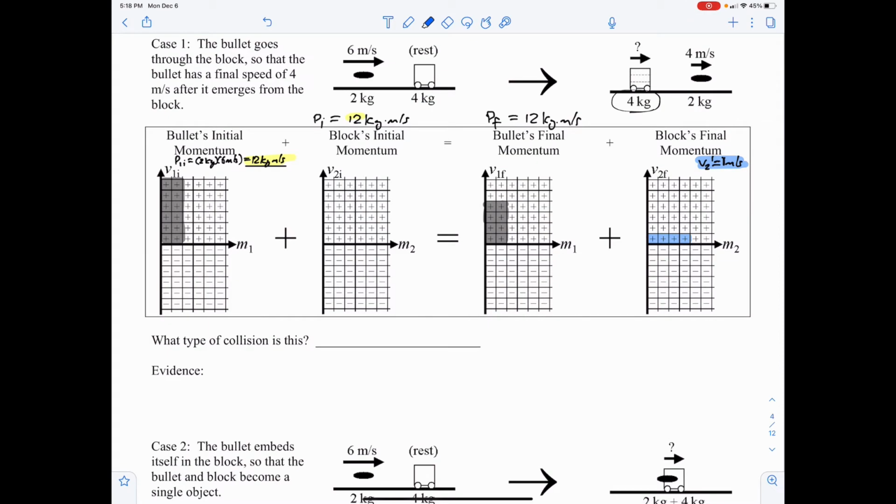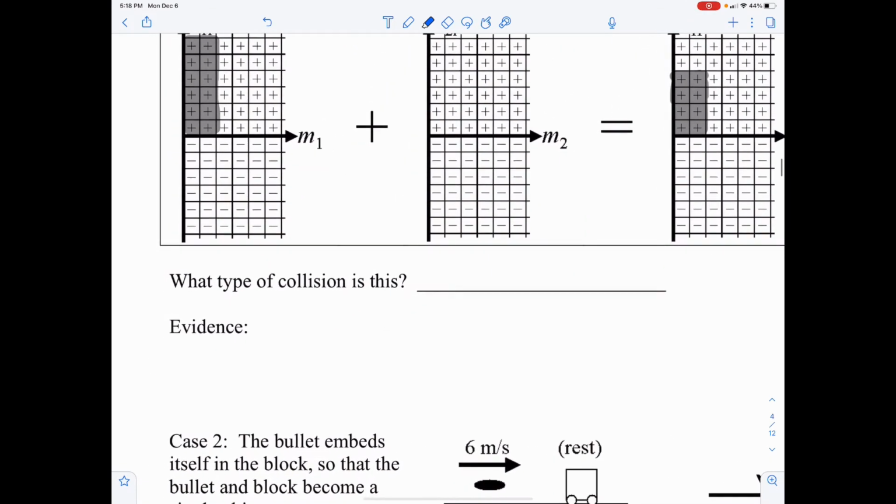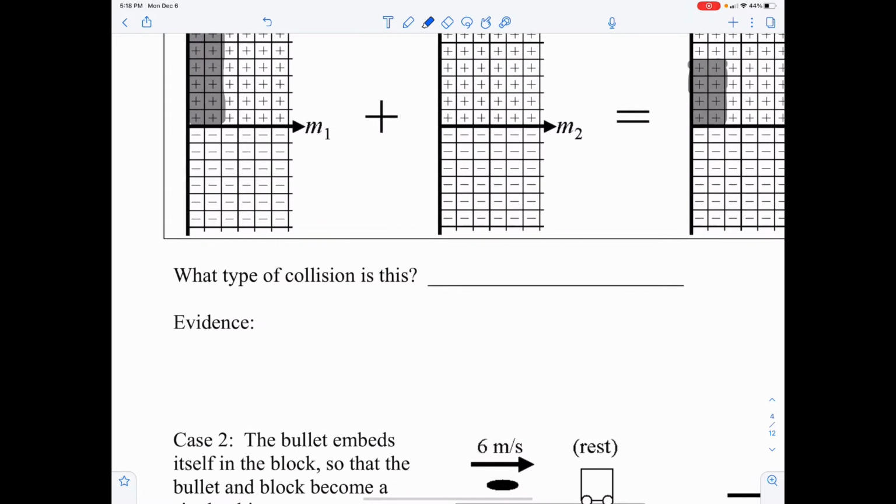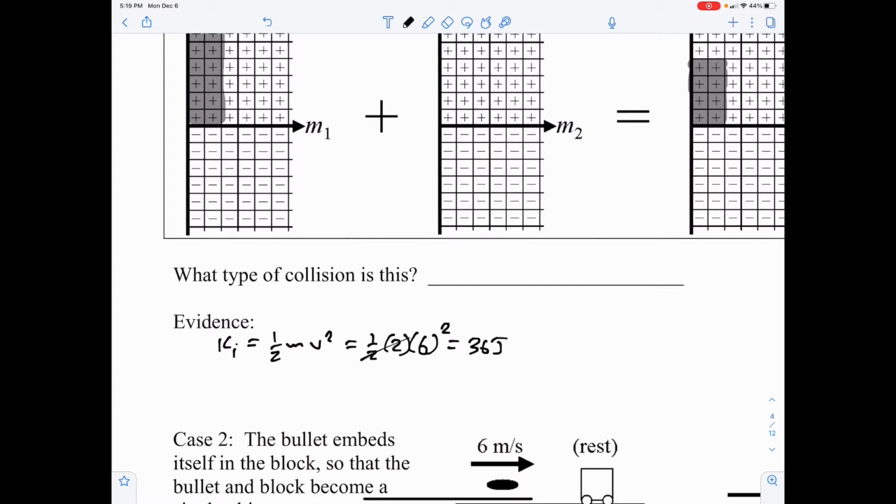Okay, now what type of collision is this? Well, what you do to find out if it's an elastic or an inelastic collision is you find the kinetic energy before and after the collision. So let's do that. Kinetic energy before the collision, 1/2 mv squared. The only thing moving before the collision is the bullet. So 1/2 times 2 times its speed squared. That's going to cancel, leaving you with 36 joules. So the total initial kinetic energy, which is only due to the bullet, is 36 joules.